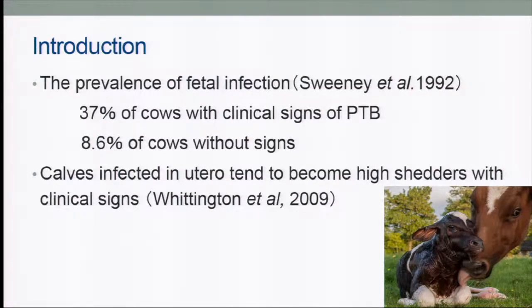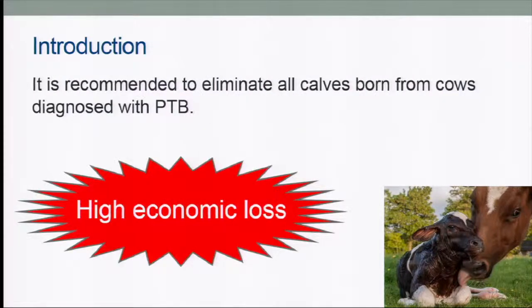The frequency is as high as 37% in cows with clinical signs of PTB, compared with 9% of fetuses in cows without signs of disease. Since cows infected in utero tend to become high shedders with clinical signs, elimination is one of the recommended control measures. It is difficult, however, to eliminate all calves born from cows diagnosed with PTB because of the consequent high economic loss. There is no compensation if calves did not shed MAP.